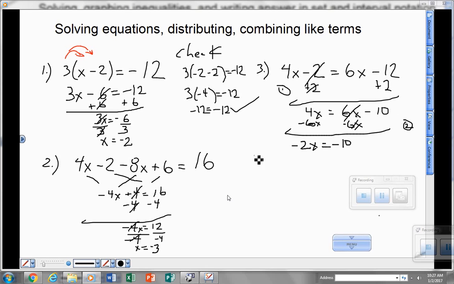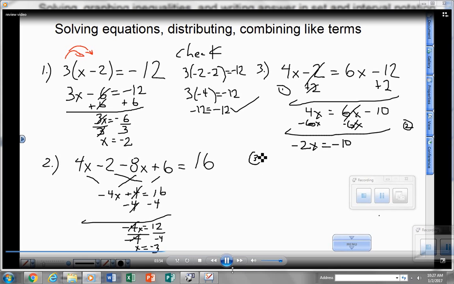And then right there, the last step, coming back to my left side, I do my division. So I divide both sides by negative 2. Cancels away and gives me x by itself. And then negative 10 divided by negative 2 is positive 5.